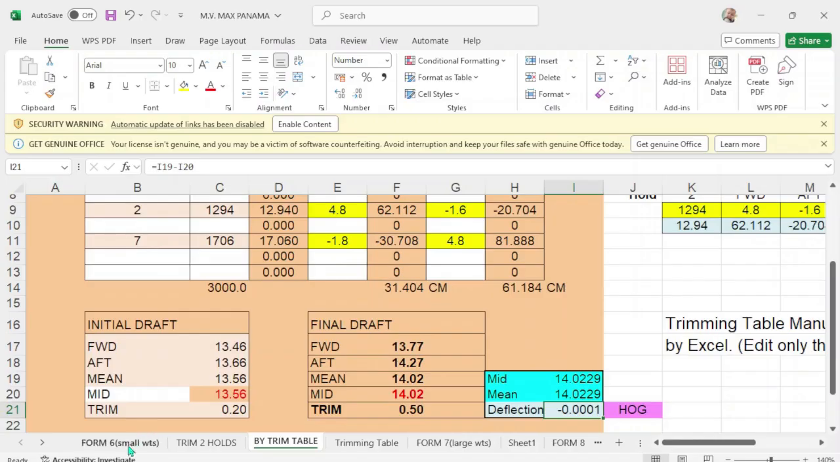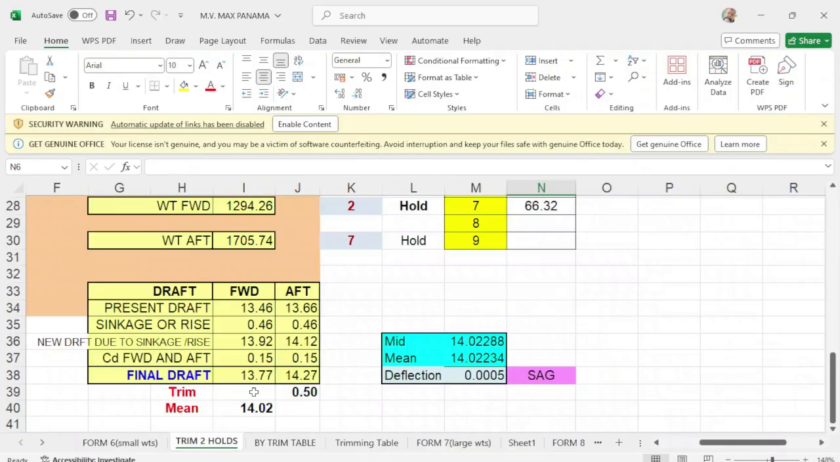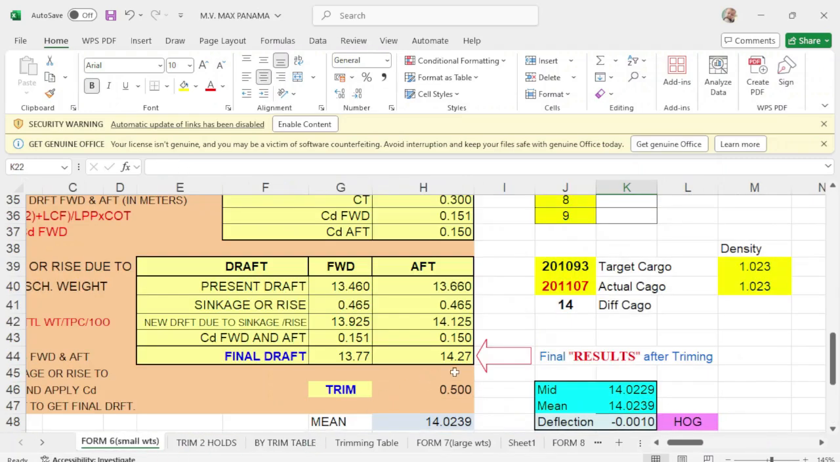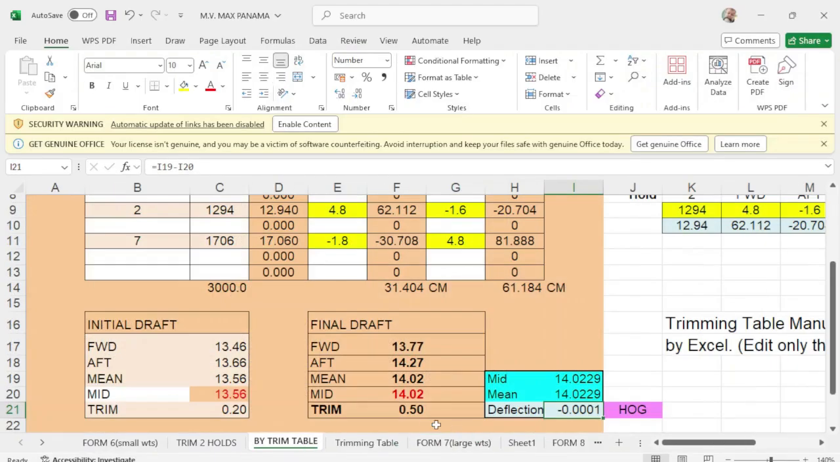forward is 1377. You have here 1377, and trim table is 1377. Your up drop is 1427. Form 6 is 1427. Trim to holds is 1427. And trim table is 1427. You have your mean drop, and mean is the same, 1402. You have 50 centimeters, and your deflection is 0. So exactly 0 here. Then you go to form number 7.